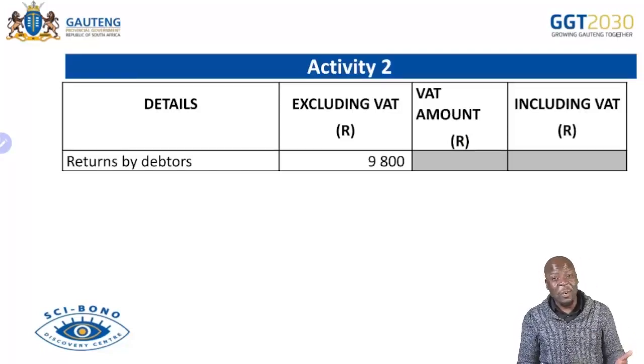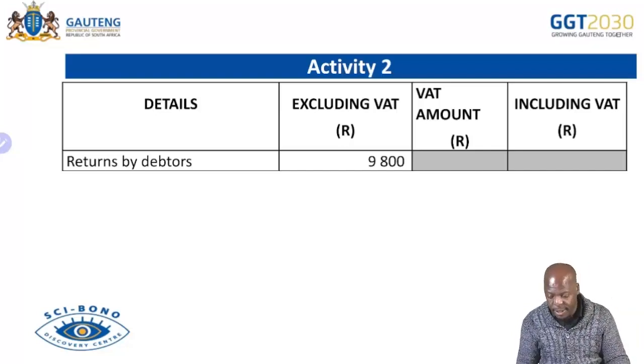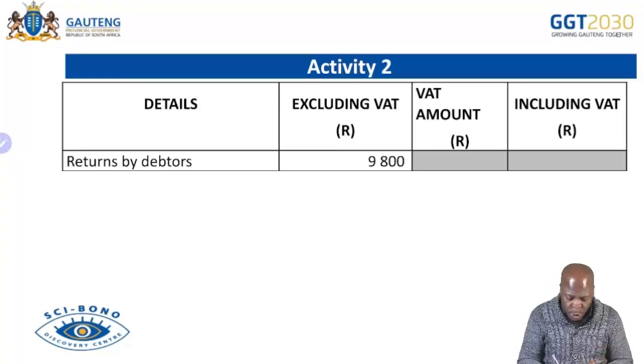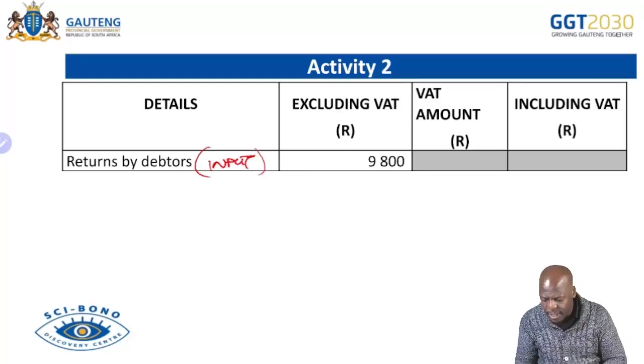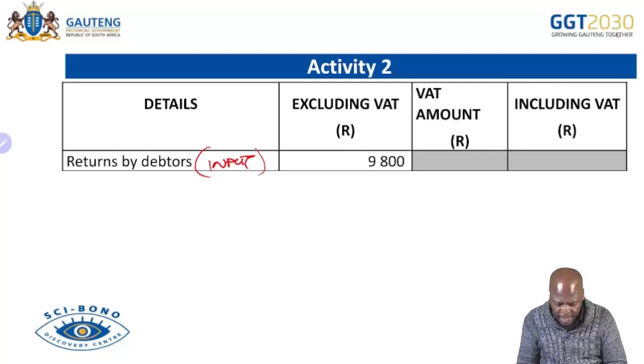Okay, already you know what direction the goods are going. Are they coming in or going out? These are returns by debtors, so the goods are coming in. So already here we have ascertained this is going to be my input VAT. Goods returned by debtors.